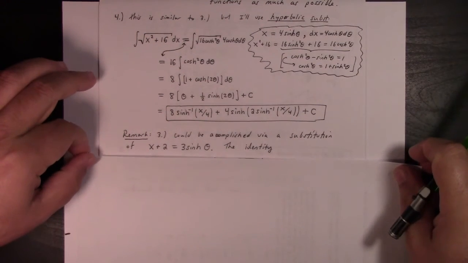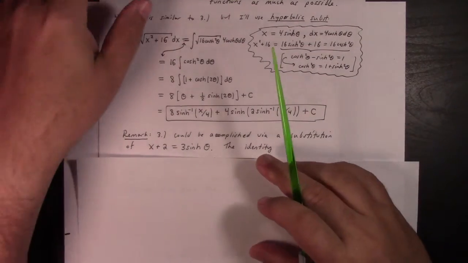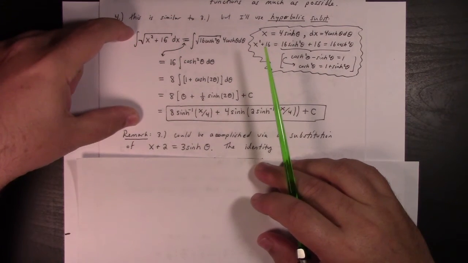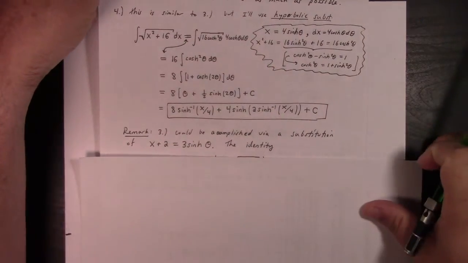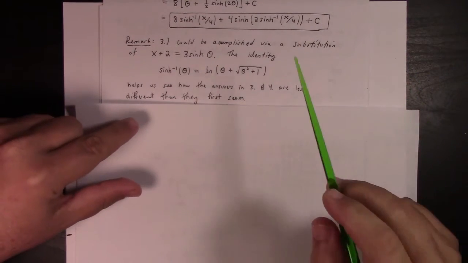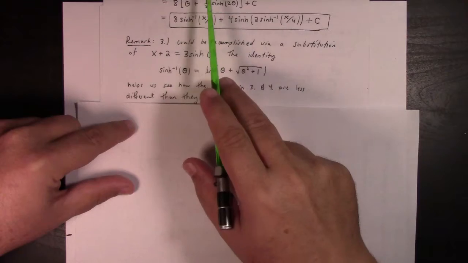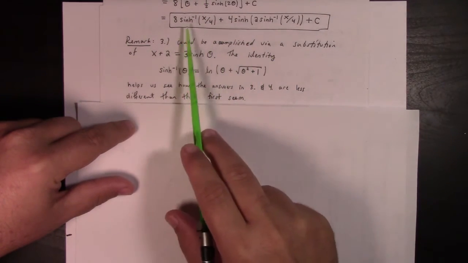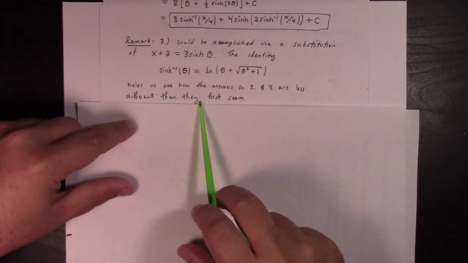Oh, we could also do example 3. So in retrospect, right, this was easier than integrating secant cubed, right? And if you think about it, we could have done example 3 using a hyperbolic substitution, right? We could have used x plus 2 equals 3 sinh theta, and that would have made it more like this, all right? And we could also take this answer and rewrite it in terms of natural logs, all right?